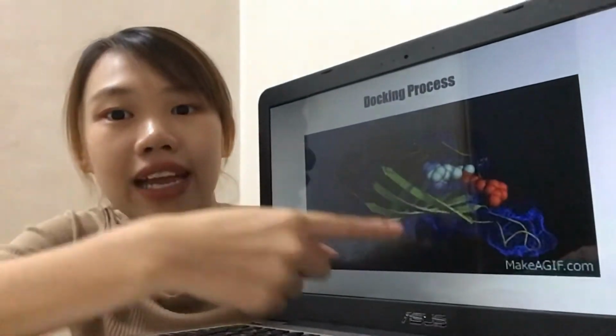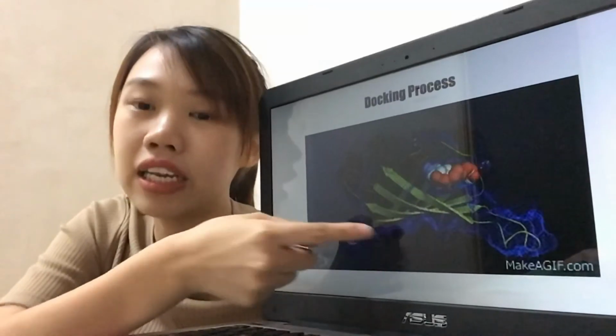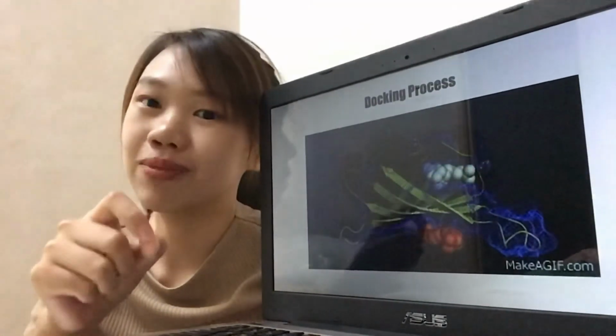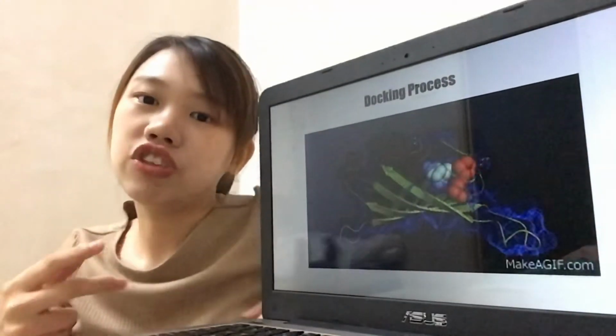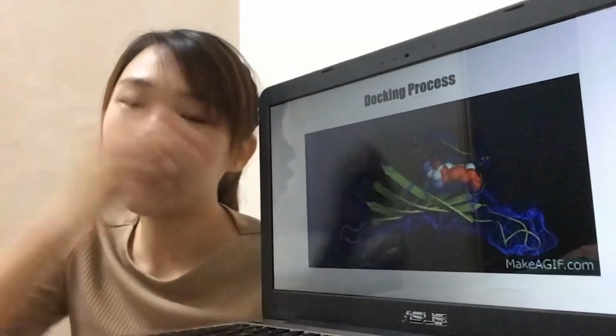You see the red color one? The ligand will move around the virus, which is the coronavirus. It will move around and find the best pocket for it to fit. At the same time, it will change its shape accordingly for itself to fit into the pocket.